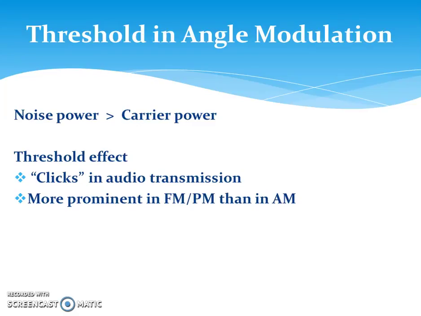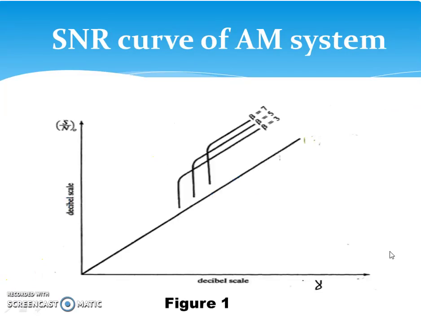Below this threshold, there are occasions when randomly varying noise may have instantaneous amplitude greater than that of the signal. When this happens, the demodulator output will undergo a sudden change in phase. These phase changes are called clicks in audio transmission. The threshold effects are more prominent in frequency modulation or phase modulation than in amplitude modulation.